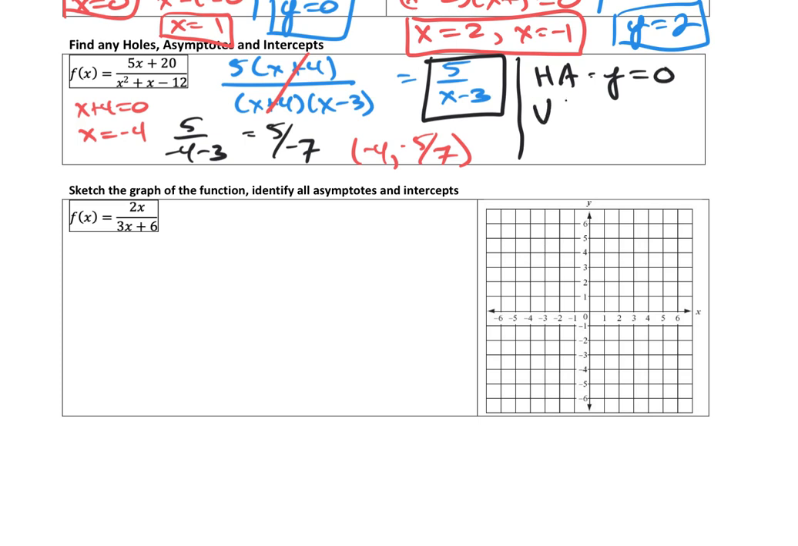For our vertical asymptote, we're looking at our denominator, this x minus 3. And if I set that equal to 0 and then solve for x, then we get x is equal to 3 for our vertical asymptote.